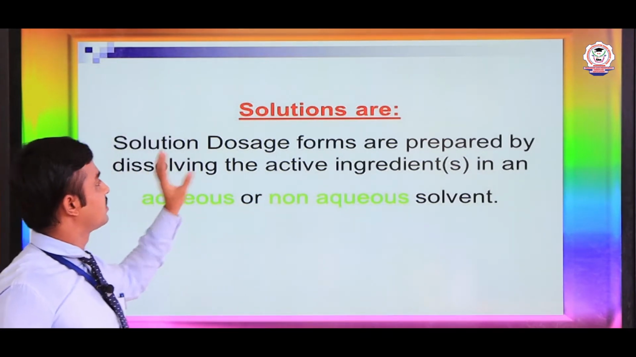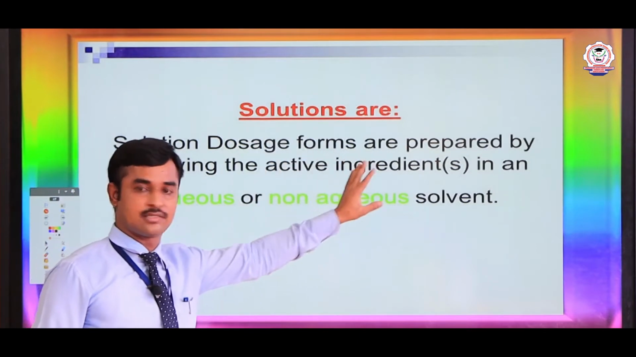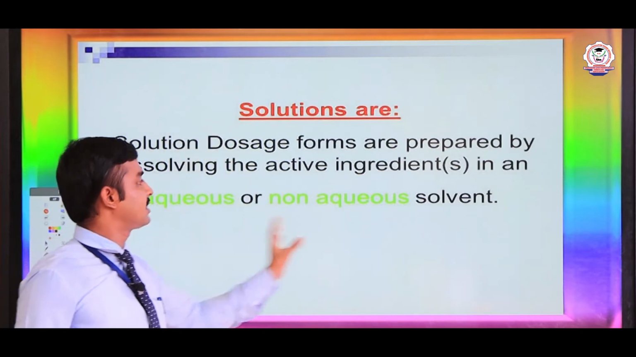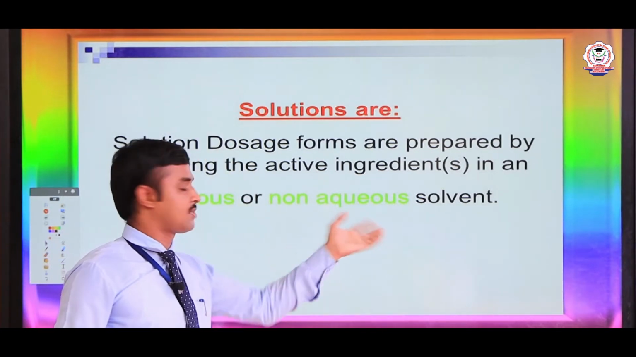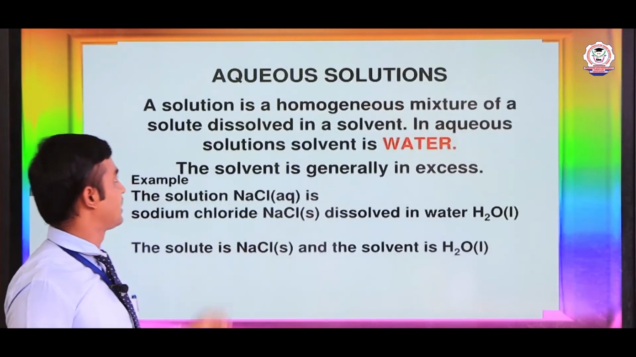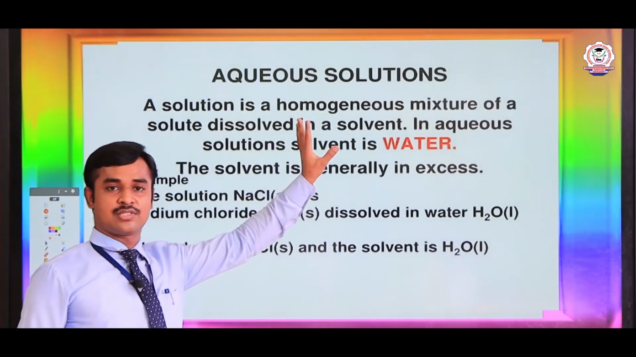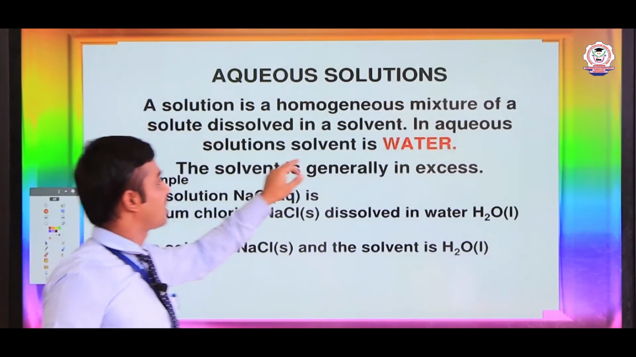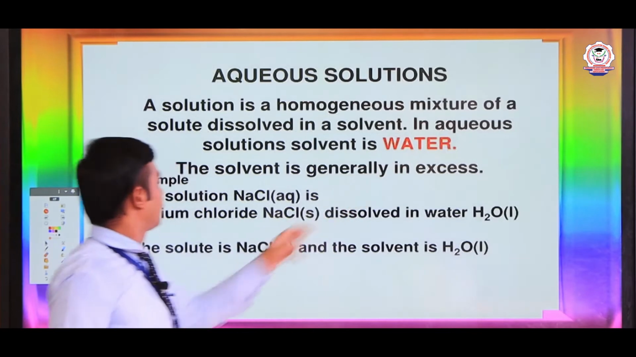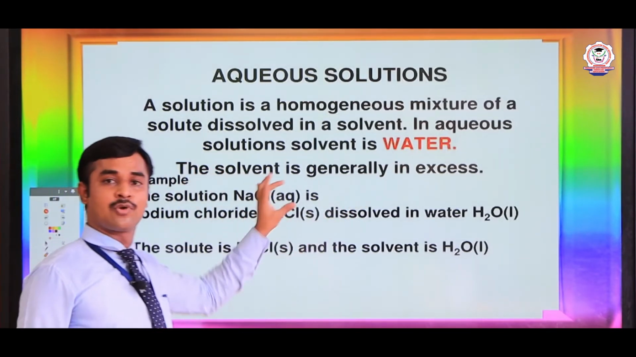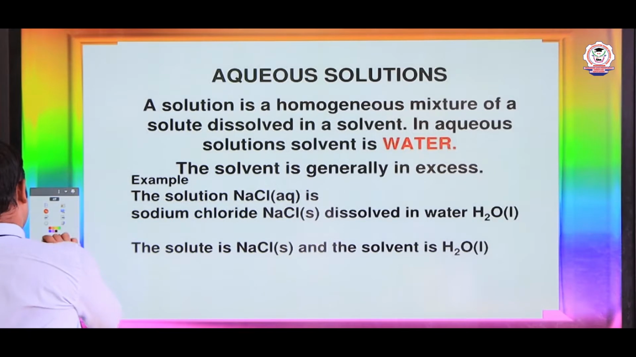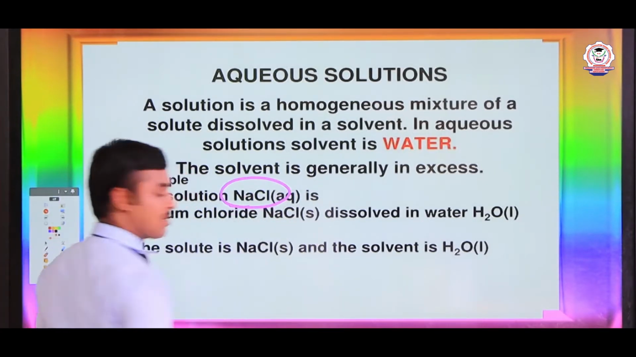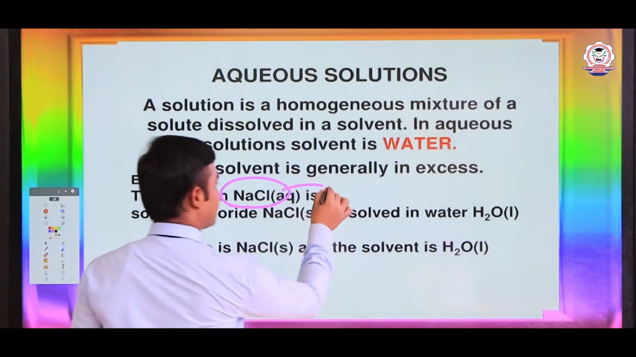If the solution's ingredients include water as the solvent, it is an aqueous solution. If it does not include water, it is a non-aqueous solution. So, we have two types of solutions. The definition of an aqueous solution is a solution that contains water as the solvent. For example, sodium chloride solution. Sodium chloride solution is prepared by dissolving NaCl, a crystalline salt, into water.